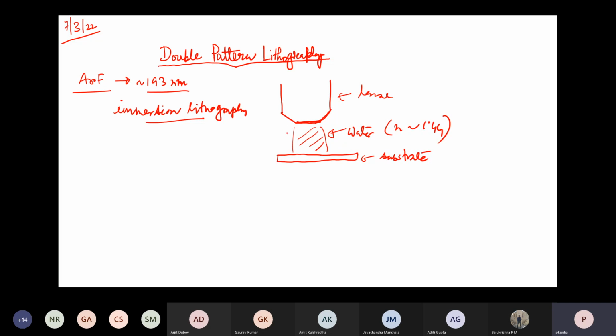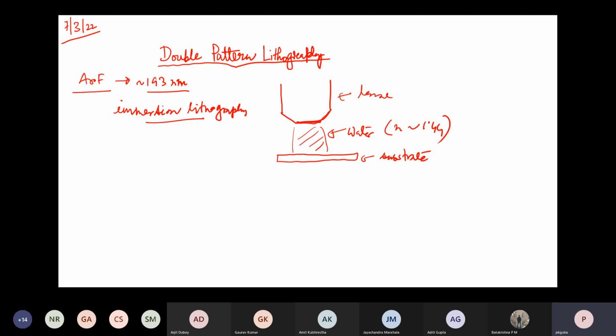This has been heavily used in commercial foundries. Obviously using water is a challenge, but what I want to say is that with this you manage to improve the resolution much more. So even below 100 nanometer writing is possible with this technique. But if you go below about 45 nanometer feature size, then it is very difficult to write using only immersion lithography.